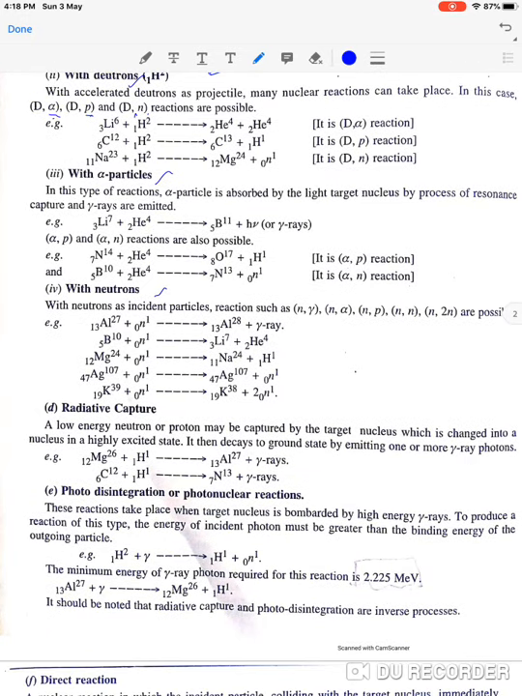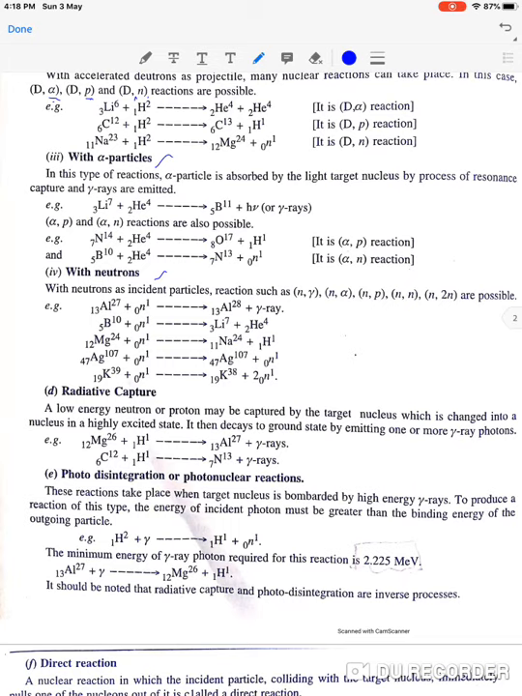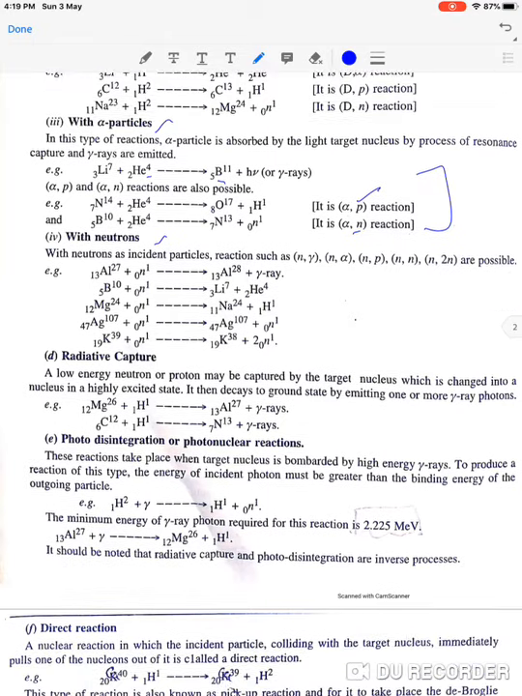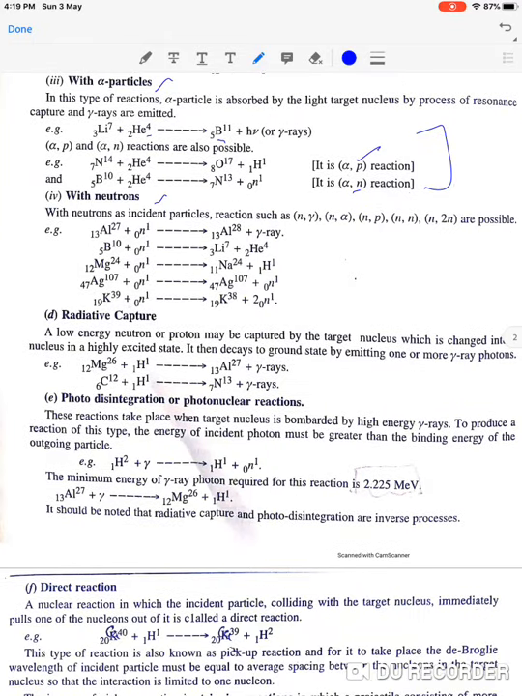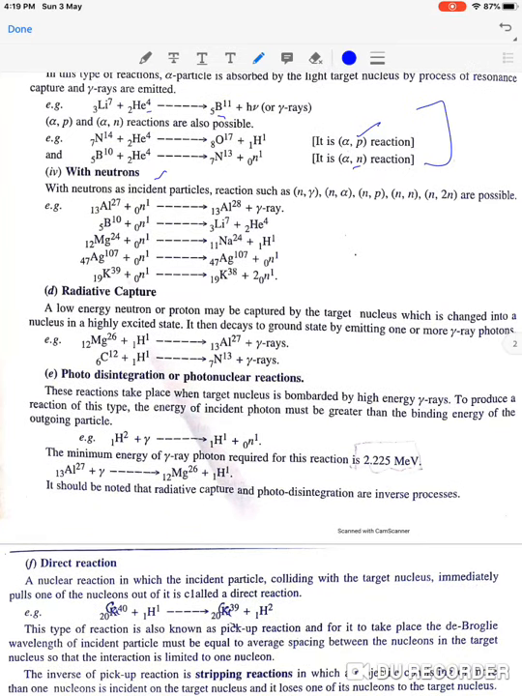So with alpha particles, if you are bombarding lithium with an alpha particle, you are getting boron plus some radiations. There are other examples in which the alpha particle is the bombarding particle, and proton and neutron are the outgoing particles. Now you need to remember one or two examples of each reaction. This is not a hard task, you can do it, because we studied all these things in 12th class as well.